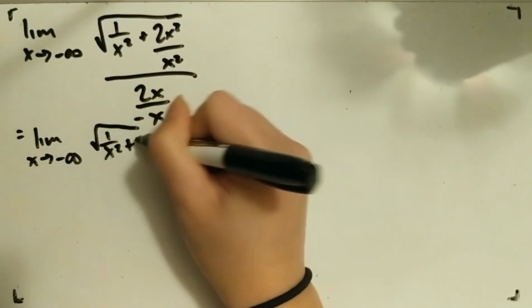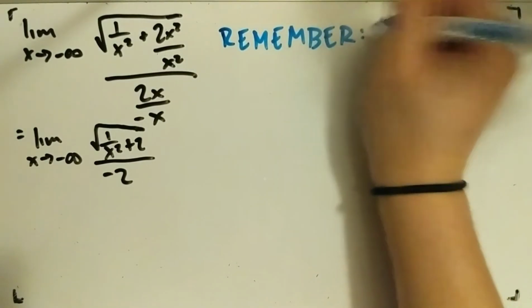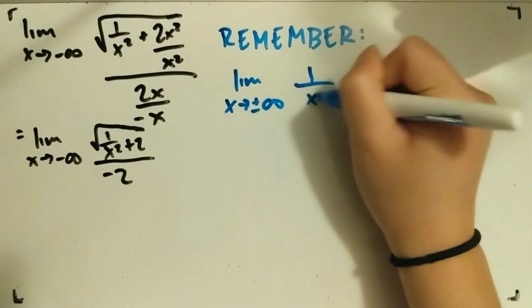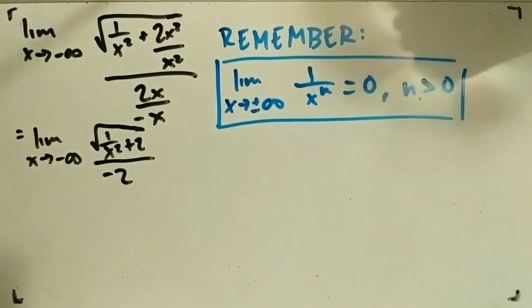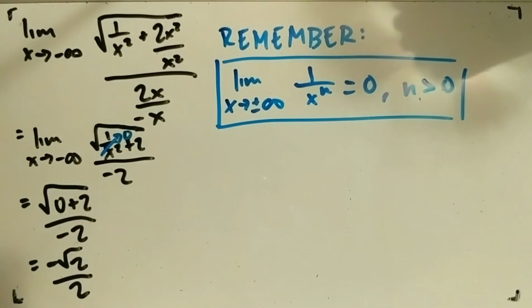From here, we can cancel some of the x's to simplify the equation. For our last term over x squared, remember the fact that allows us to simplify that, as we know that it approaches 0. So from there, we can solve.